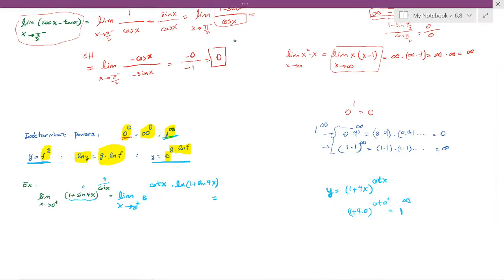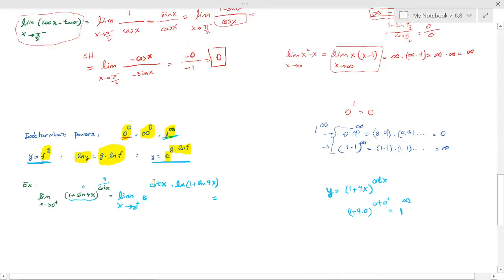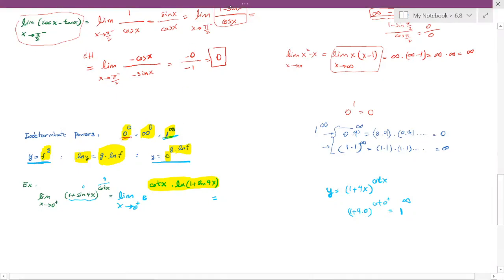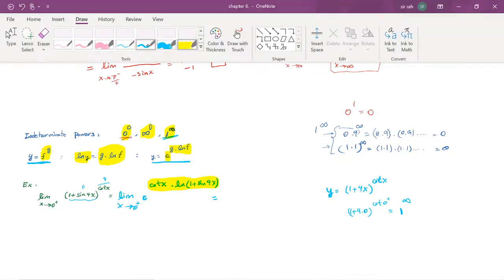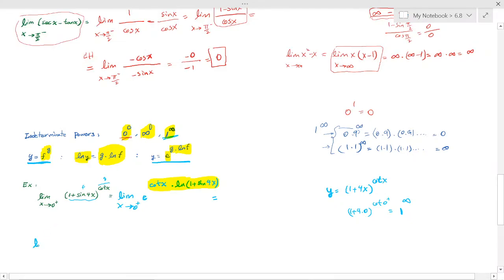What do I need to figure out? I need to figure out what this limit is. If I figure out that value, then the answer would be e to the power of that. So I'm going to focus on the limit as x approaches 0 from the right side of cotangent x multiplied by ln of 1 plus sine 4x.